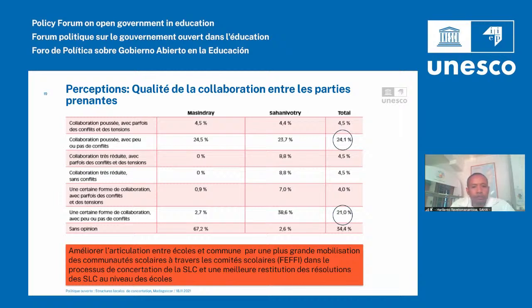There was a slight surprise that came out of the study. We noted that there was a certain percentage of respondents who said that there was collaboration between the stakeholders. You see in the circles where there was a strong collaboration. But what we have seen, there's a perception of, in the case of conflict, at different level of concertation and consultation. So the recommendation that came out of this was to improve the link between the schools and the commune, the township, by mobilizing the school committees.